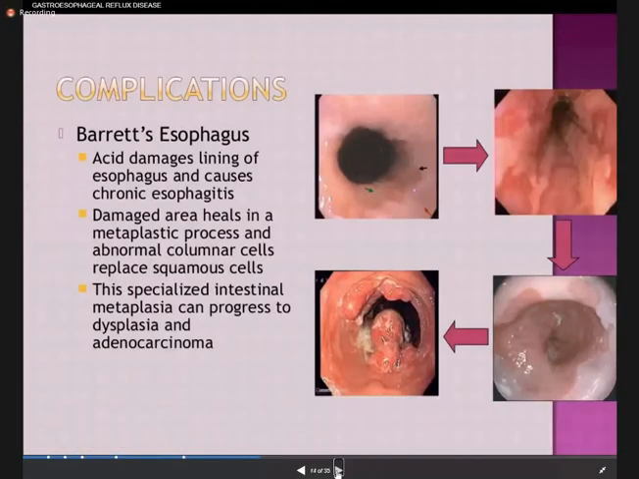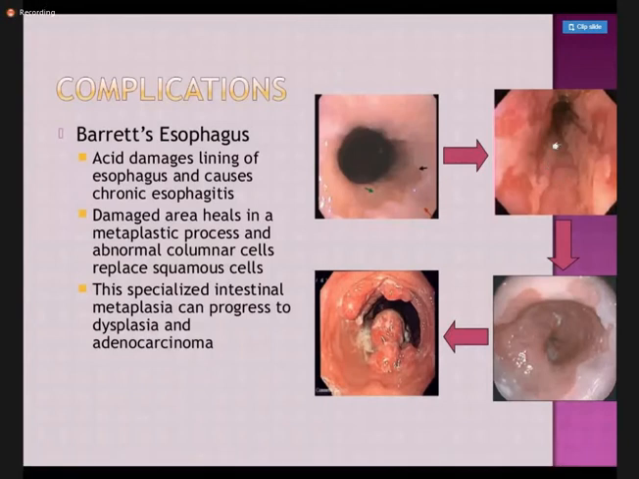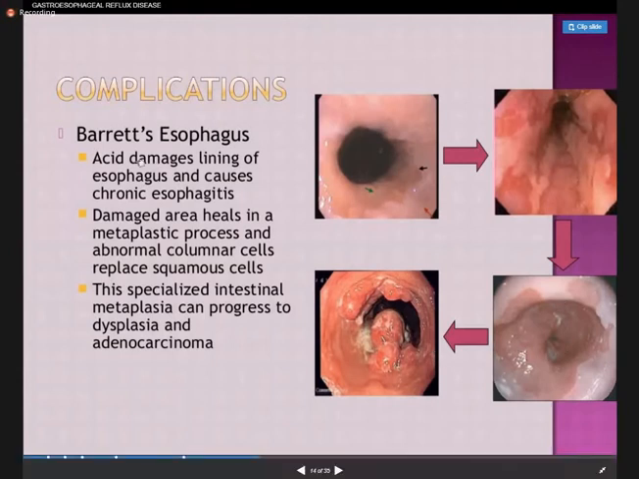Okay, so it continues on. So this is the normal esophagus. In the upper right panel, you can see the normal esophagus. And when there is persistent reflux, you can see that there is distal esophagitis. When this distal esophagitis goes unchecked, untreated, unnoticed, it results in Barrett's esophagus, which is a pre-malignant condition. If you don't stop the condition through pharmacologic and non-pharmacologic treatment, it ultimately leads to esophageal cancer. So in Barrett's esophagus, the acid damages the lining of the esophagus and causes chronic esophagitis, as we have already told.